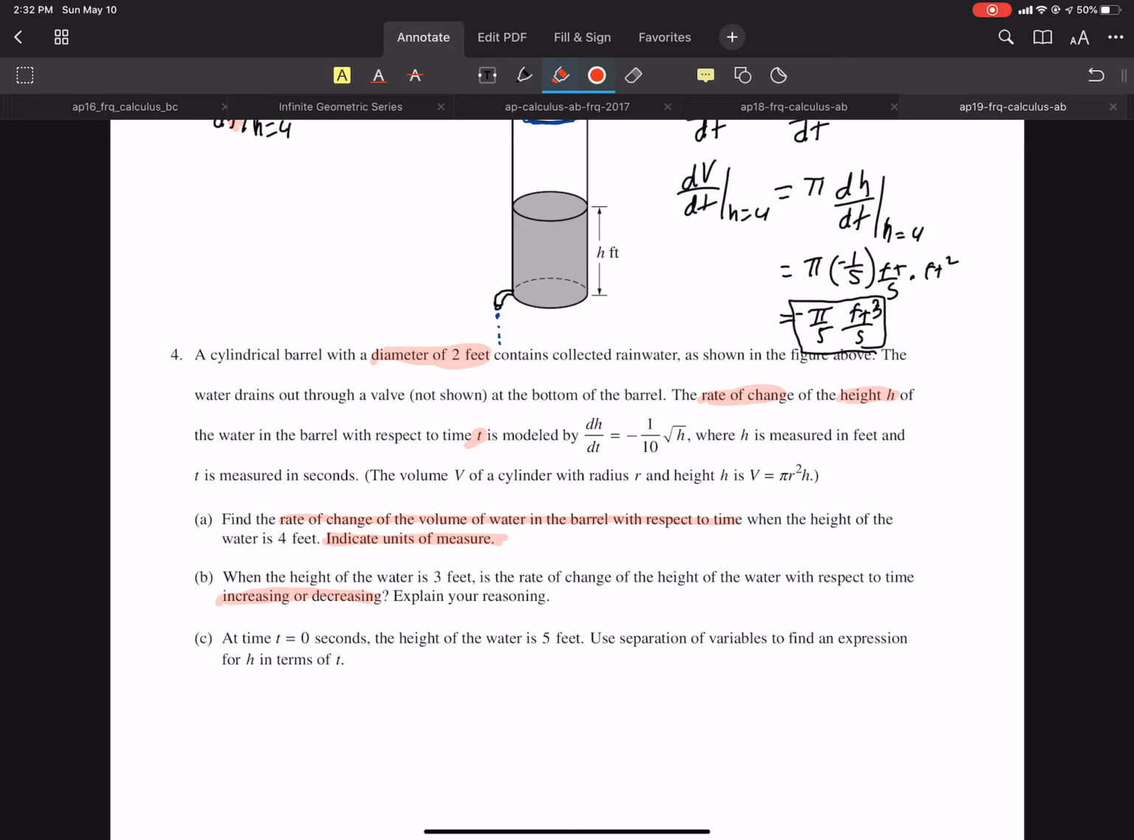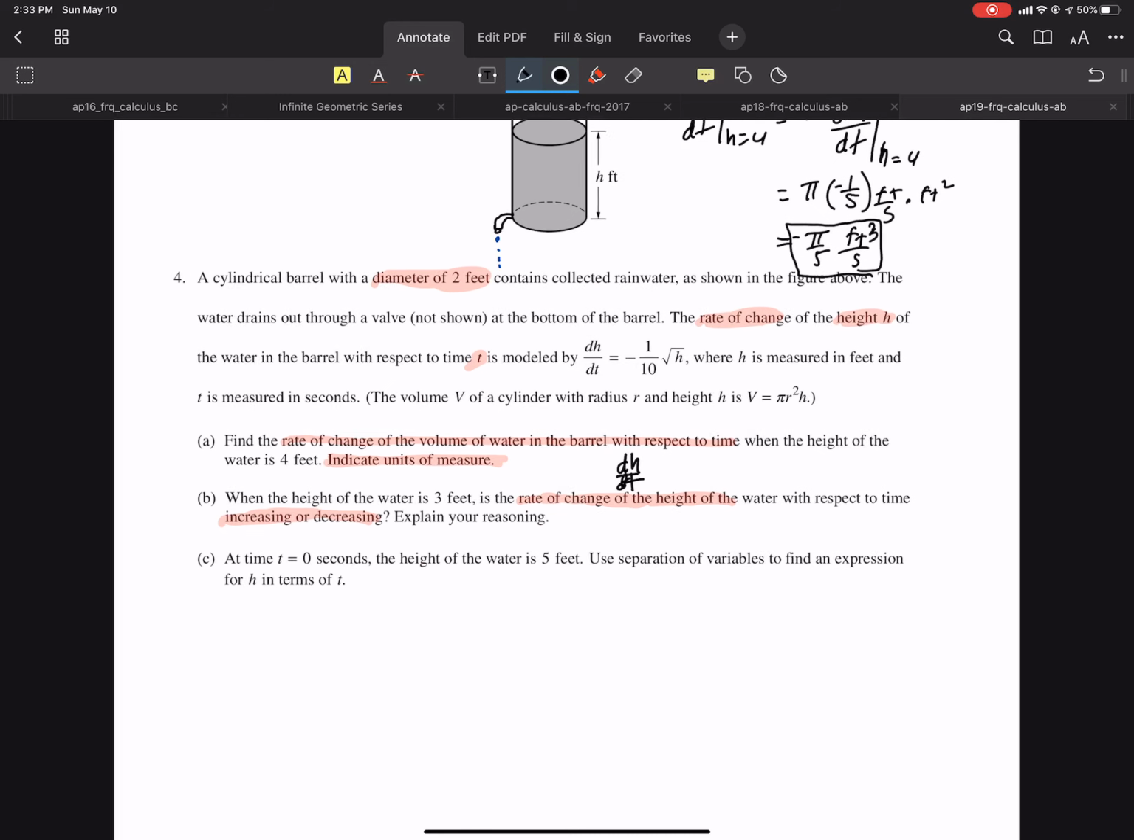Now you want to know what is increasing or decreasing. The rate of change of the height. So that's the derivative, that's dh/dt. So it's asking, is dh/dt increasing or decreasing? Well, to find that out, we need the derivative of dh/dt. So that's going to be the second derivative of h. Well, they already gave us dh/dt.